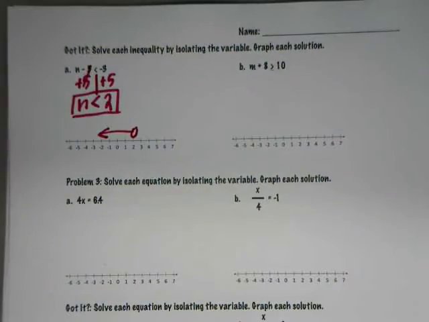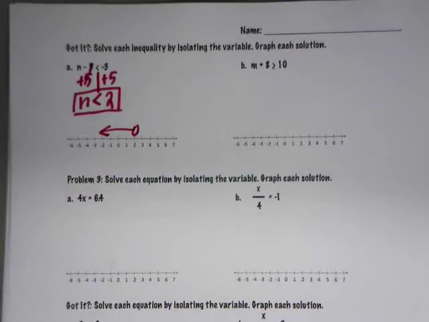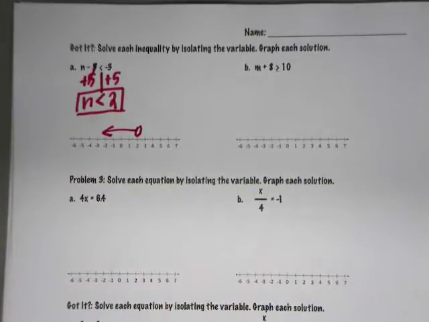So how do I know? If it can only be less than 2, then it's going to be an open dot at 2 because it can't actually be 2. If that was less than or equal to 2, then it can be 2, so you color it in.